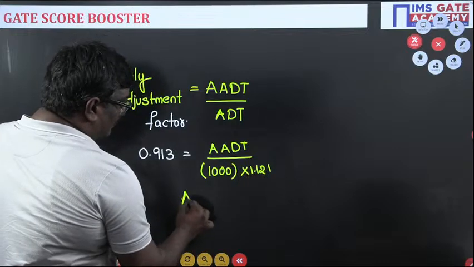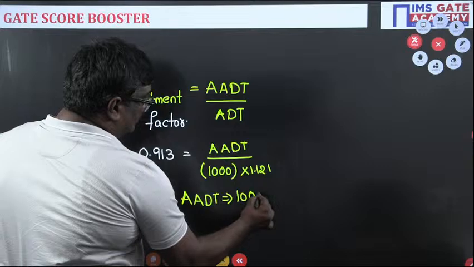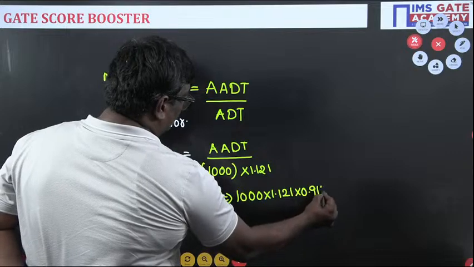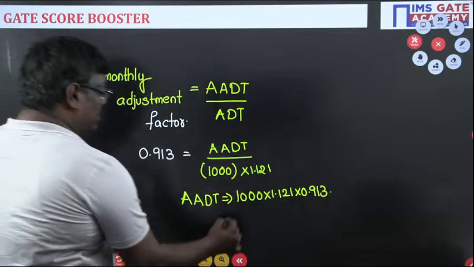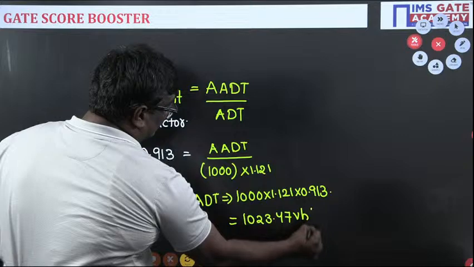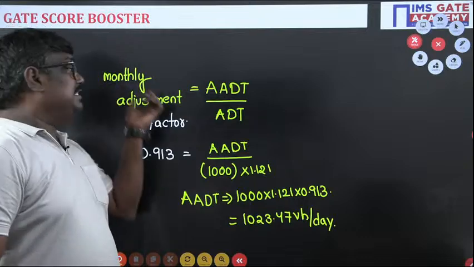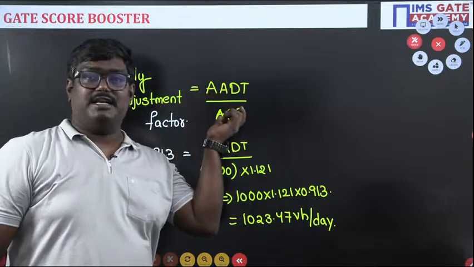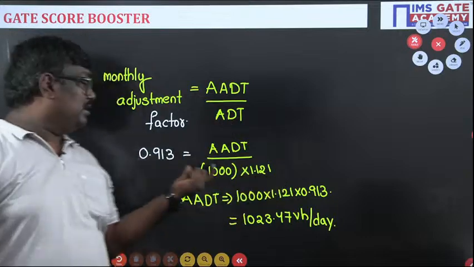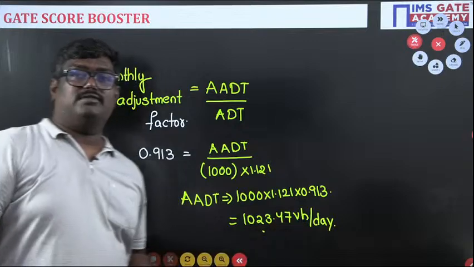So what will be the annual average daily traffic here? It is 1000 into 1.121 into 0.913. If you solve this, you will get a value of 1023.47 vehicles per day. So remember, students, the key point in this problem is that the monthly adjustment factor can be defined as annual average daily traffic upon average daily traffic. Here the monthly adjustment factor is given, the daily adjustment factor is given, and the traffic count is given as 1000. On solving this, you will get 1023.47 vehicles per day.